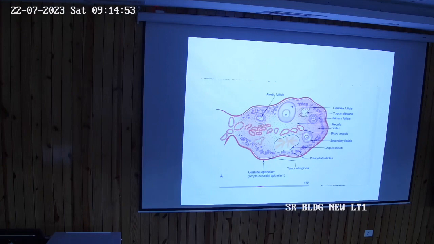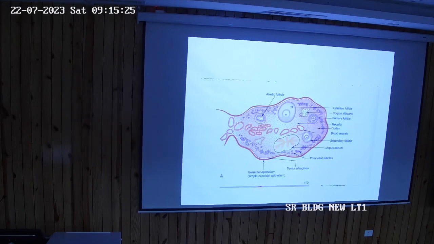But one thing I told you in the beginning: as the slide is very easy to identify, the biopsy is very difficult. Because you quickly identify the slide, the examiner also sees it, and then starts asking questions. As I told you, it shows the different stages of the follicles.